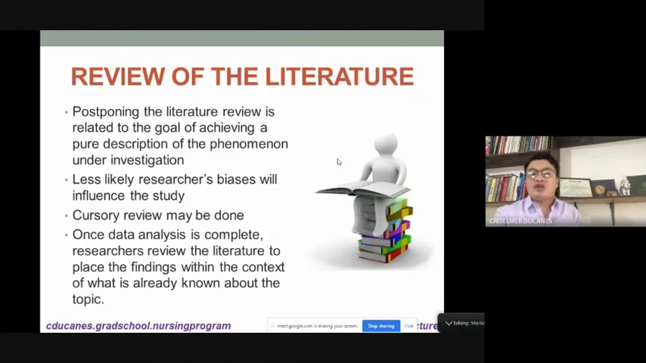Then once data analysis is complete, the researchers review the literature to place the findings within the context of what is already known about the topic. So this time, once you're done with the data analysis and you have come out with your final findings, that's the time you go back to your review of related literature. Then you relate your study findings to the related studies conducted before by other authors, and also you relate your theoretical framework. It's like you're interpreting if you agree or if you refute a particular finding of the study. So that's how you go about the review of related literature.